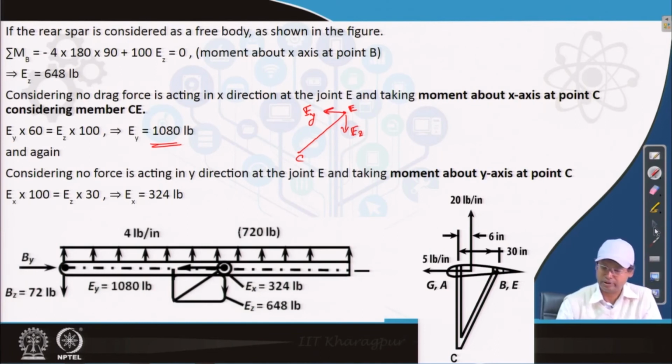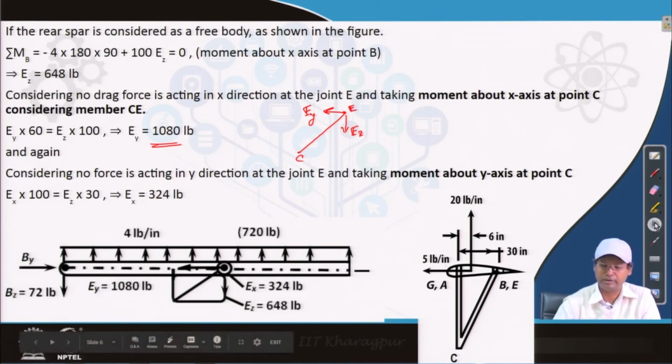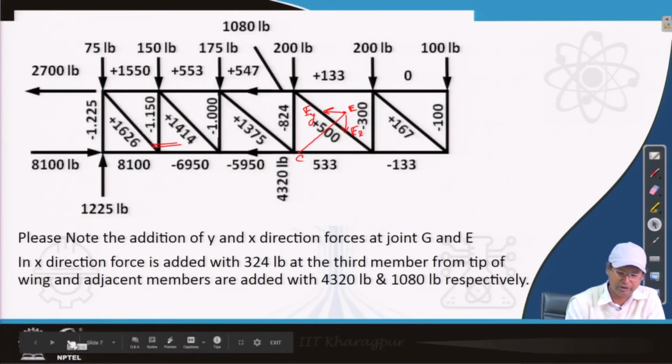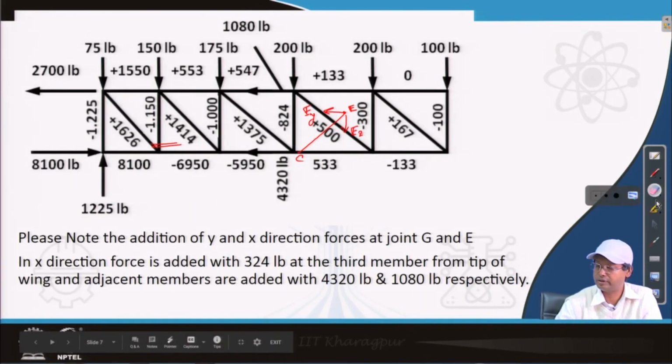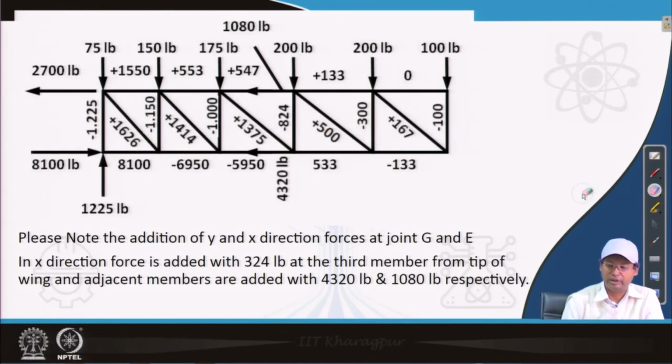So, with this consideration both the members C G and C E are found out. In case of C G, there is no force in the x direction, whereas for the C E there is a force in the x direction. With this understanding, we also come to the last figure, where, as we mentioned in the last slide, the found force of G is shown here, and that 324 is getting added up here.